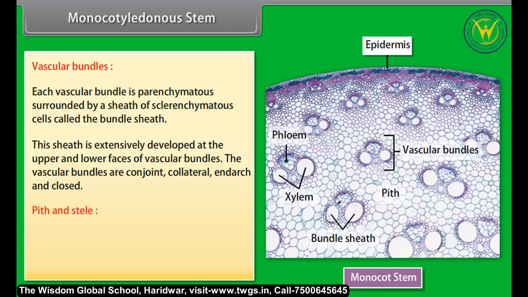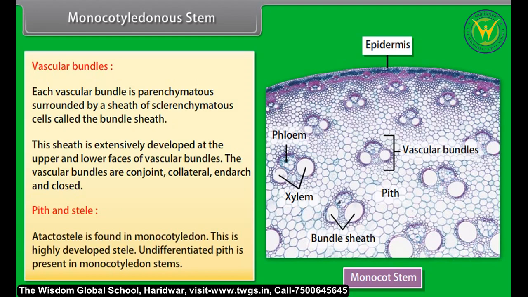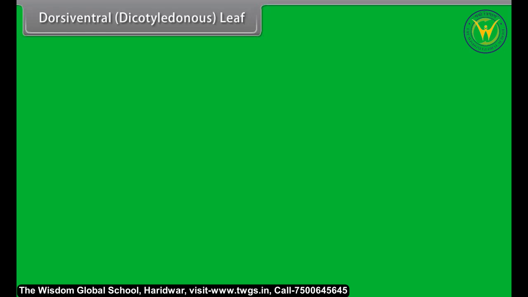Pith and stele. Atactostele is found in monocotyledons. This is a highly developed stele. Undifferentiated pith is present in monocotyledon stems.